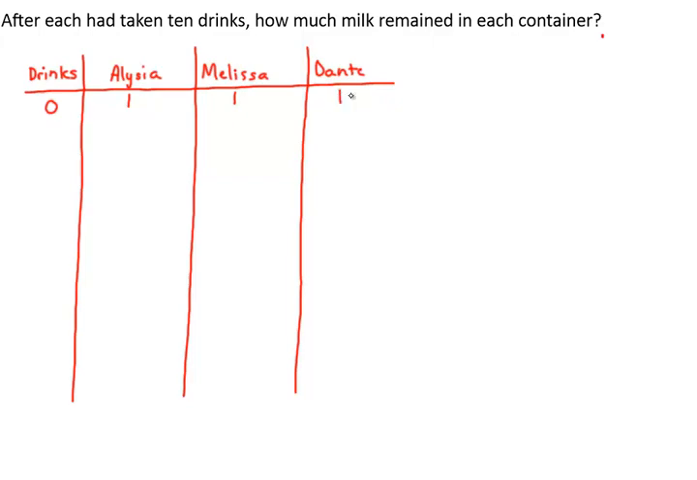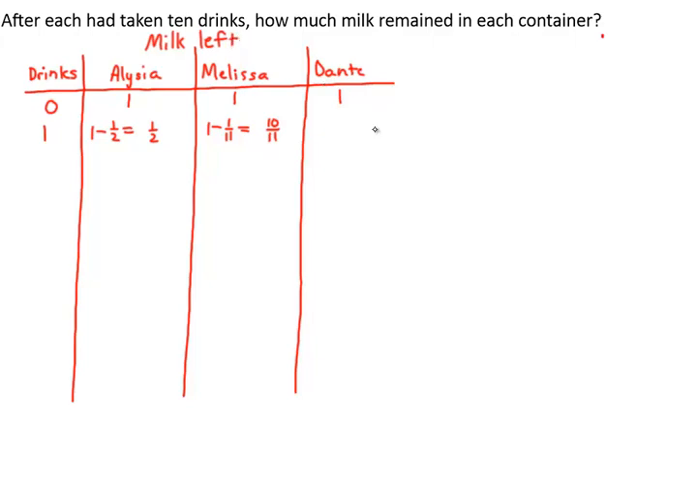Okay, so at 1 drink, it told us that Alicia started by drinking half of the milk in her container. So I have 1 minus 1/2, and I get 1/2 of the container left. Melissa started by drinking 1/11 of her milk. So I'm going to have 1 minus 1/11, and 1 minus 1/11 is 10/11 of her milk left. Maybe I should write here, milk left.